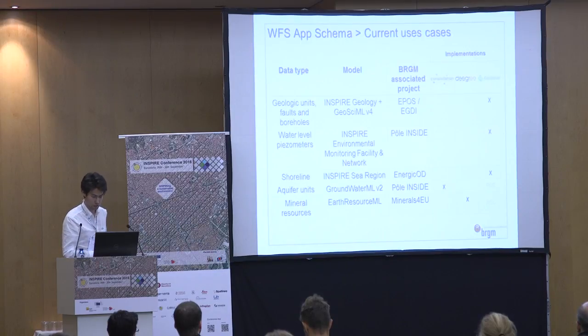We have other kinds of use cases: shorelines, aquifer units, and mineral resources. The last two are provided, one by Constellation and the other one by Deegree. You can see that we also have a proof of concept of using GeoServer for aquifer units and mineral resources. The first thing you have to know is that it depends. For us, it's some kind of fashion. As of now, GeoServer is very much used. We also have some use cases with Deegree and Constellation.